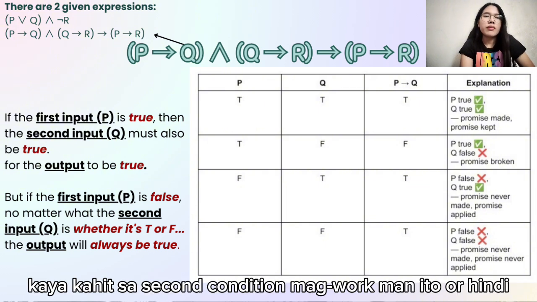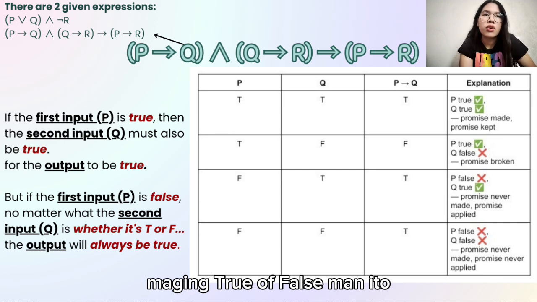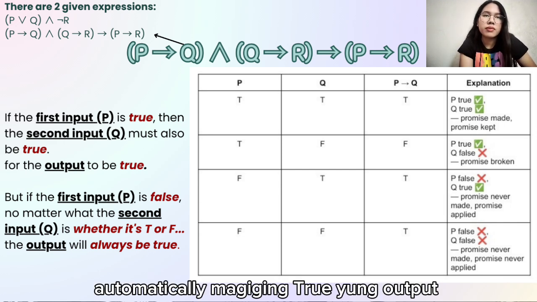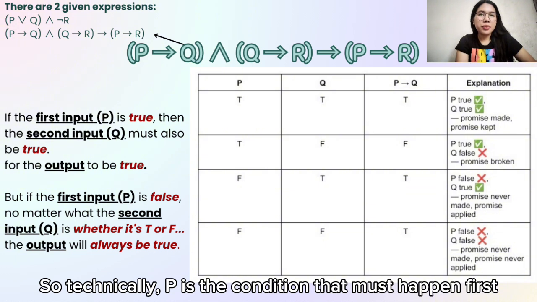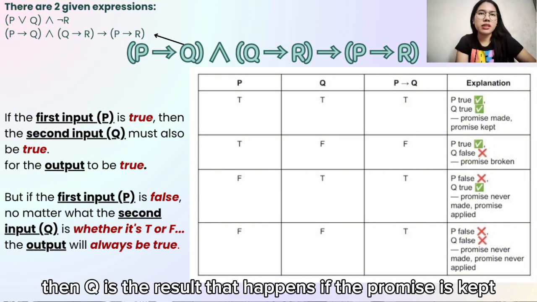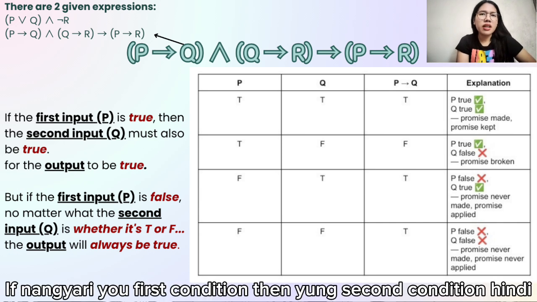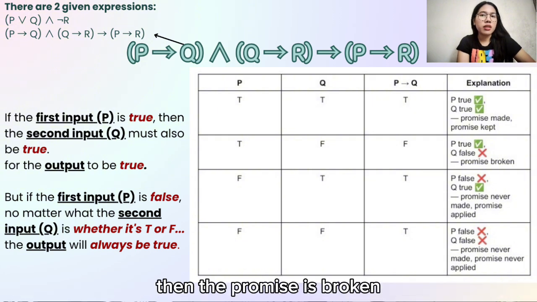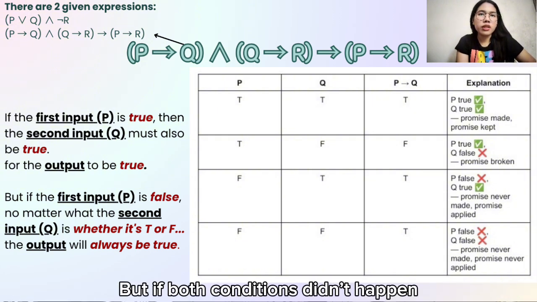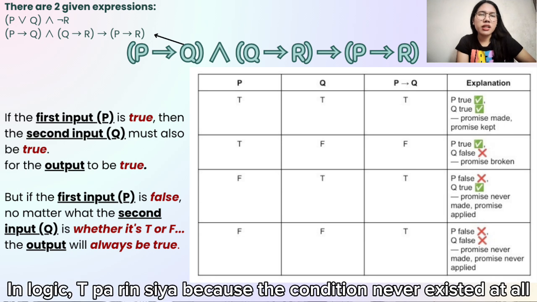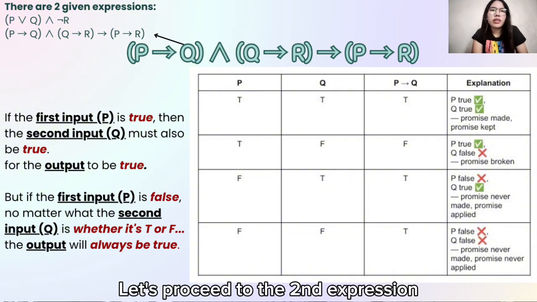Kaya kahit sa second condition mag-work man ito or hindi, maging true or false man ito, automatically magiging true yung output. So, technically, P is the condition that must happen first, then Q is the result that happens if the promise is kept. If nangyari yung first condition, then yung second condition hindi, then the promise is broken. But, if both conditions didn't happen, in logic, true pa rin yung magiging output niya because the condition never existed at all. Let's proceed to the second expression.